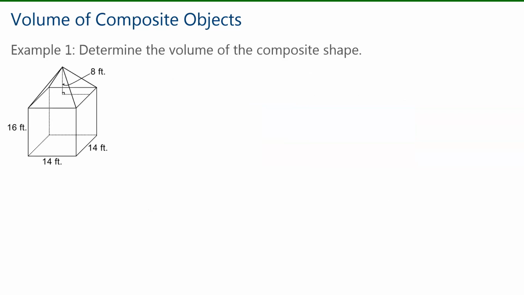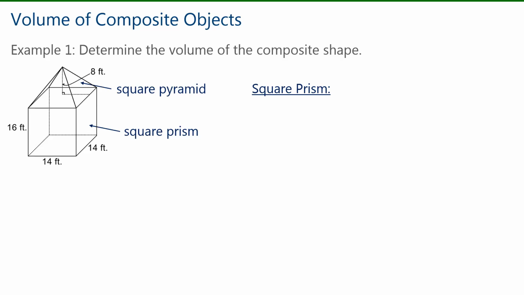So now for example 1, we have to find the volume of this composite shape. So let's first determine what it's made up of. Well, on the bottom, I see a square prism, and on top, I see a square pyramid. So let's just find the volume of each and then add them together. So let's start with the square prism.